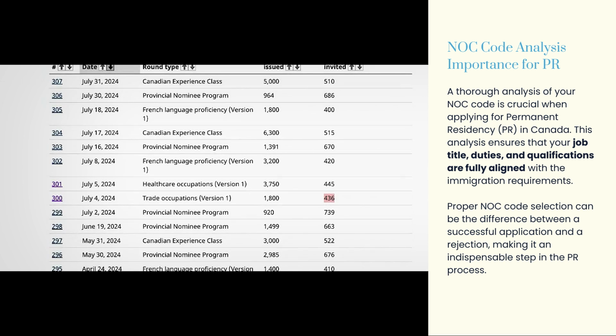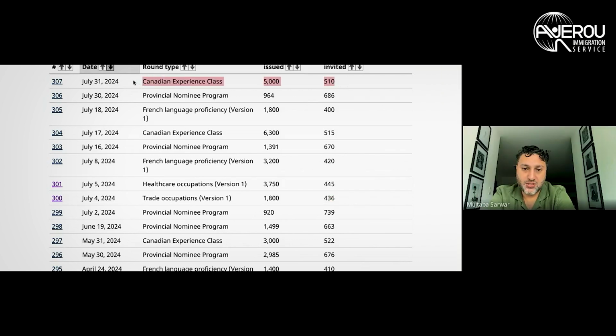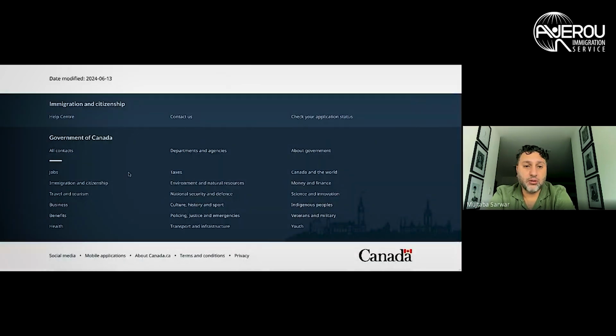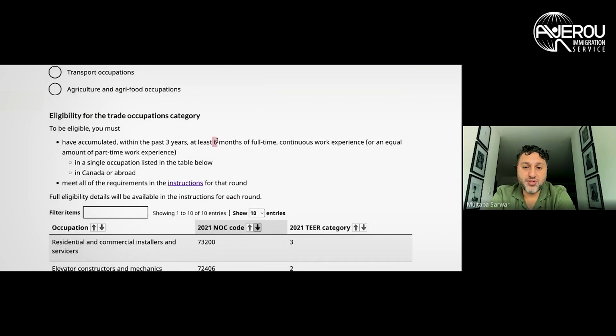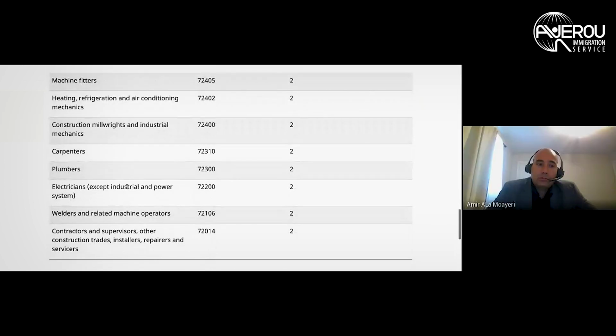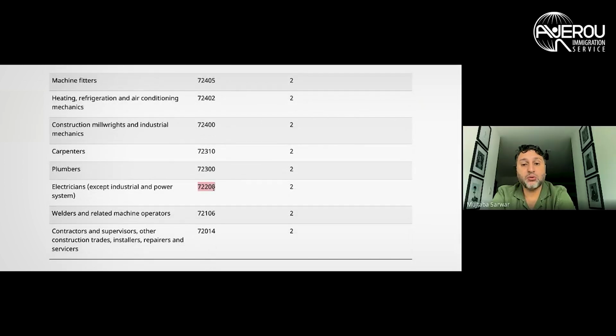This is where NOC code analysis becomes important for PR, right? Because otherwise they would have to score a 410 CEC. 510, sorry, a 510. But if they could show that they had 6 months of full-time continuous work experience in the last 3 years in this NOC code, 72200, then they only have to score a 436 and not a 510. So it becomes very important for us to do the analysis.